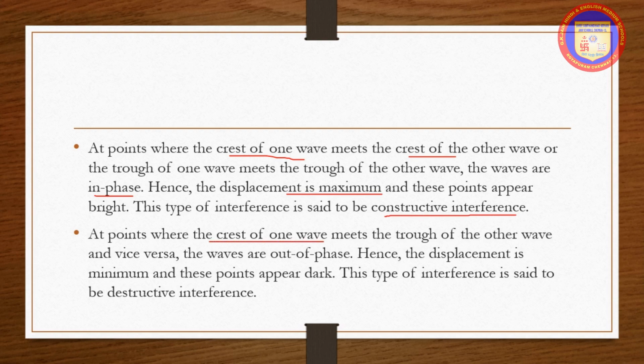At points where the crest of one wave meets the trough of the other wave and vice versa, the waves are out of phase. Hence the displacement is minimum and these points appear dark, and this is known as destructive interference. On the screen, the intensity of light will alternately be maximum and minimum. That is, we have dark and bright fringes in the interference pattern.